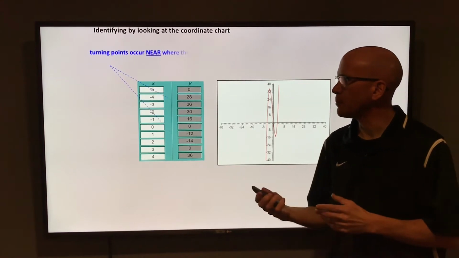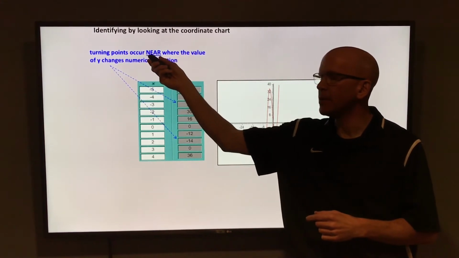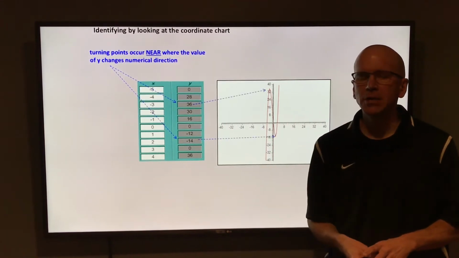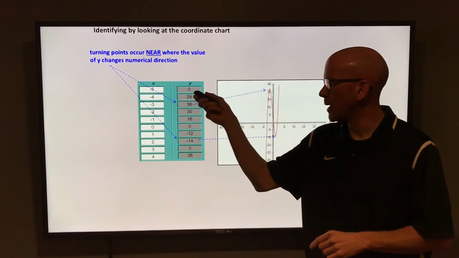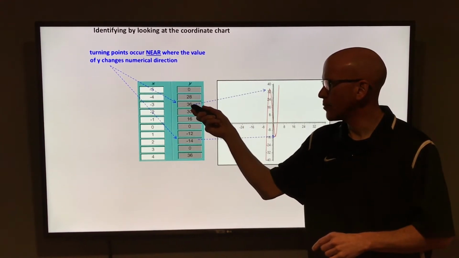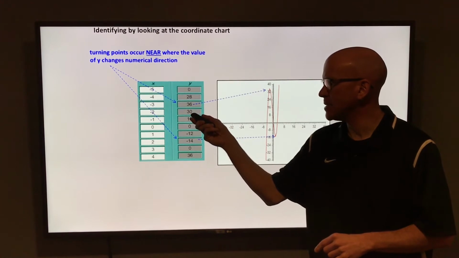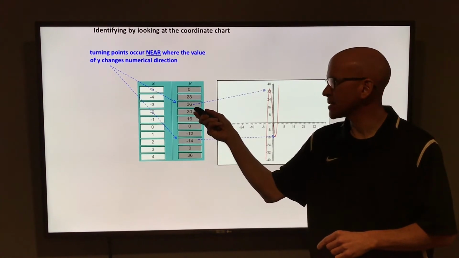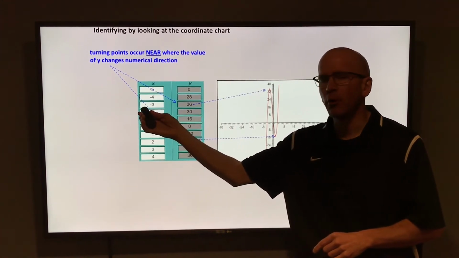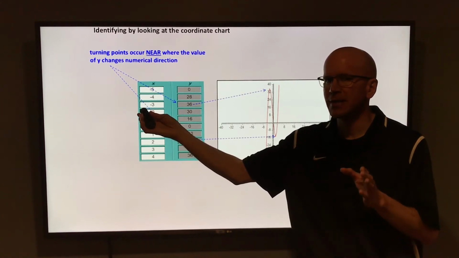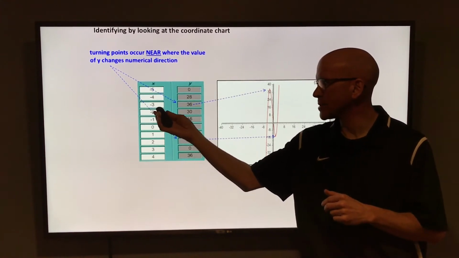For example, turning points. The turning points will occur near where the value of y changes direction. So if you look at the values of y going 0, 28, 36, they're increasing, and then they start decreasing from 36 down to 30. So there should be a turning point on the graph near, doesn't mean it's dead on, but near the coordinates negative 3, 36.